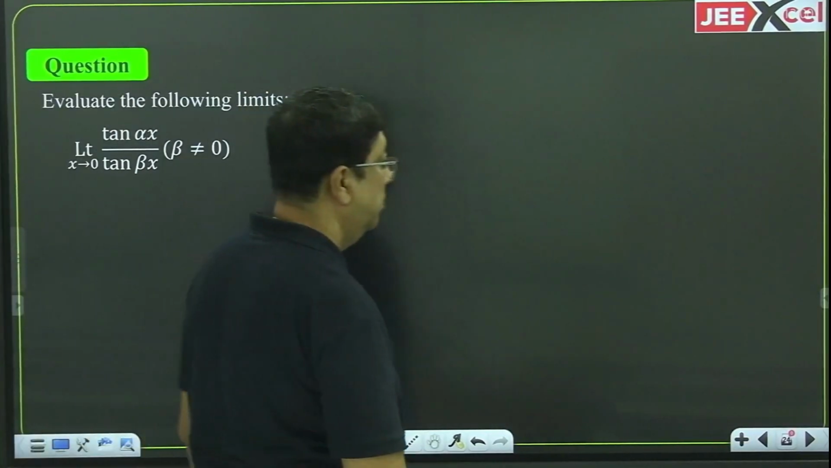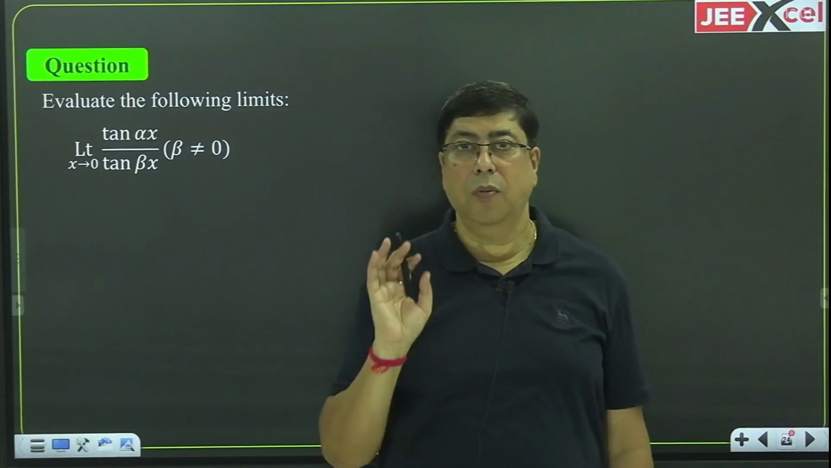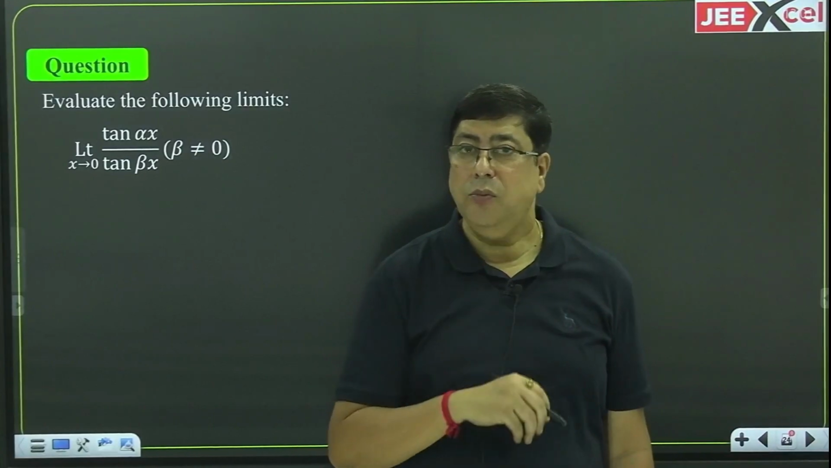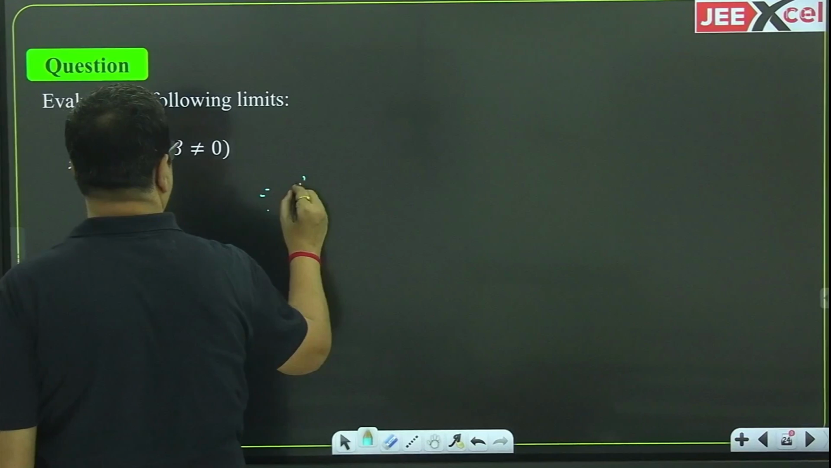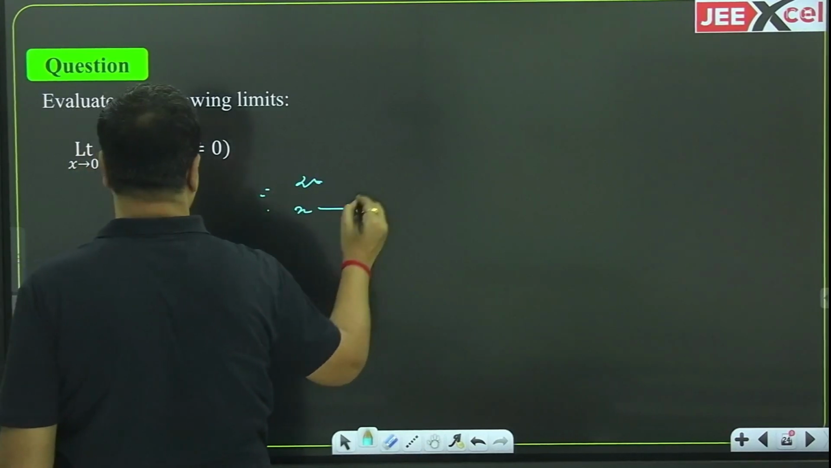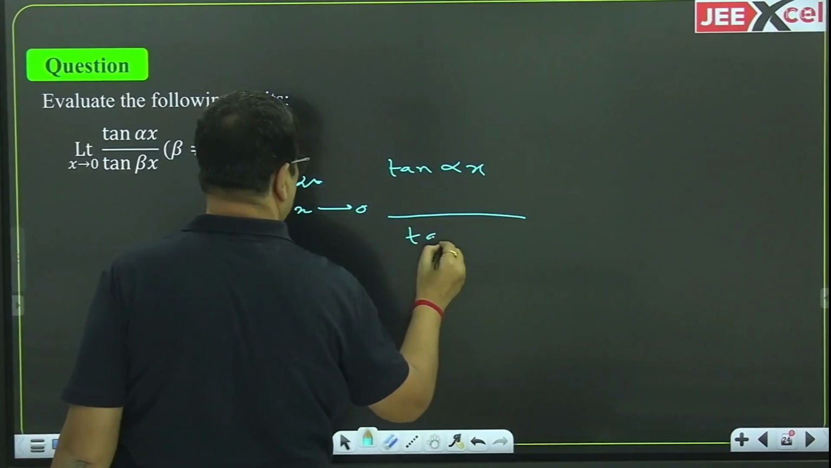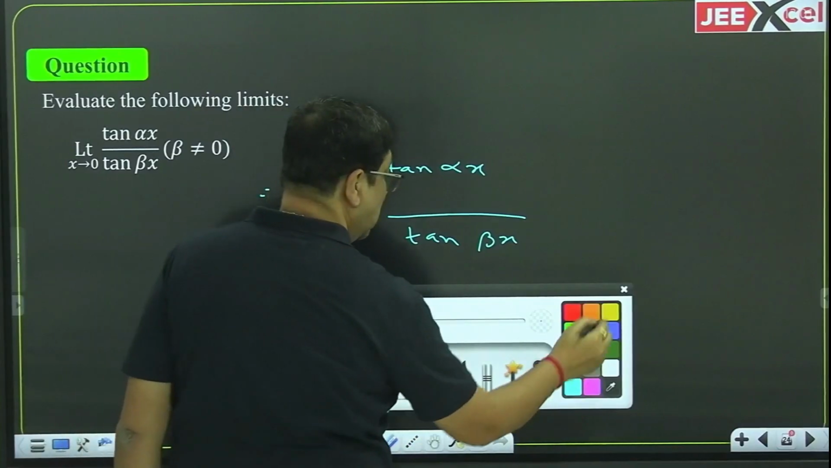Now this sum. Main target: limit x tend to 0, sin x by x equal to 1. So limit x tend to 0, sin tan x by x is also 1. Okay, now let us apply. What we'll do? Limit x tend to 0, tan alpha x by tan beta x. So here we should multiply by alpha x, tan x by x is 1.